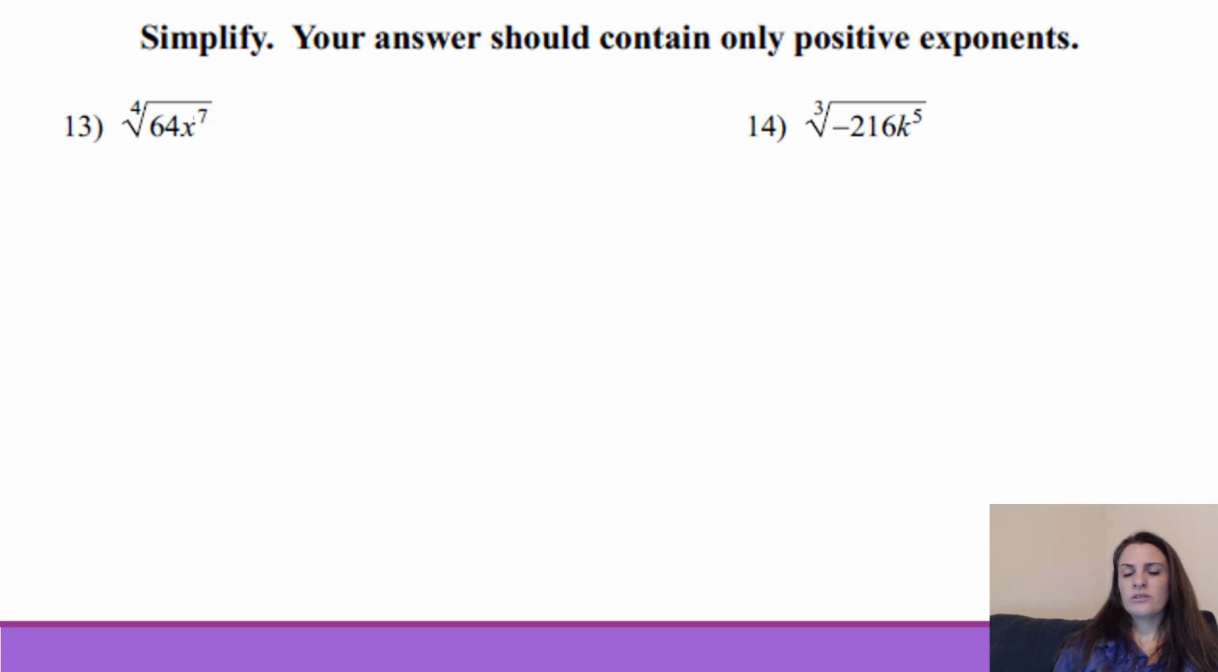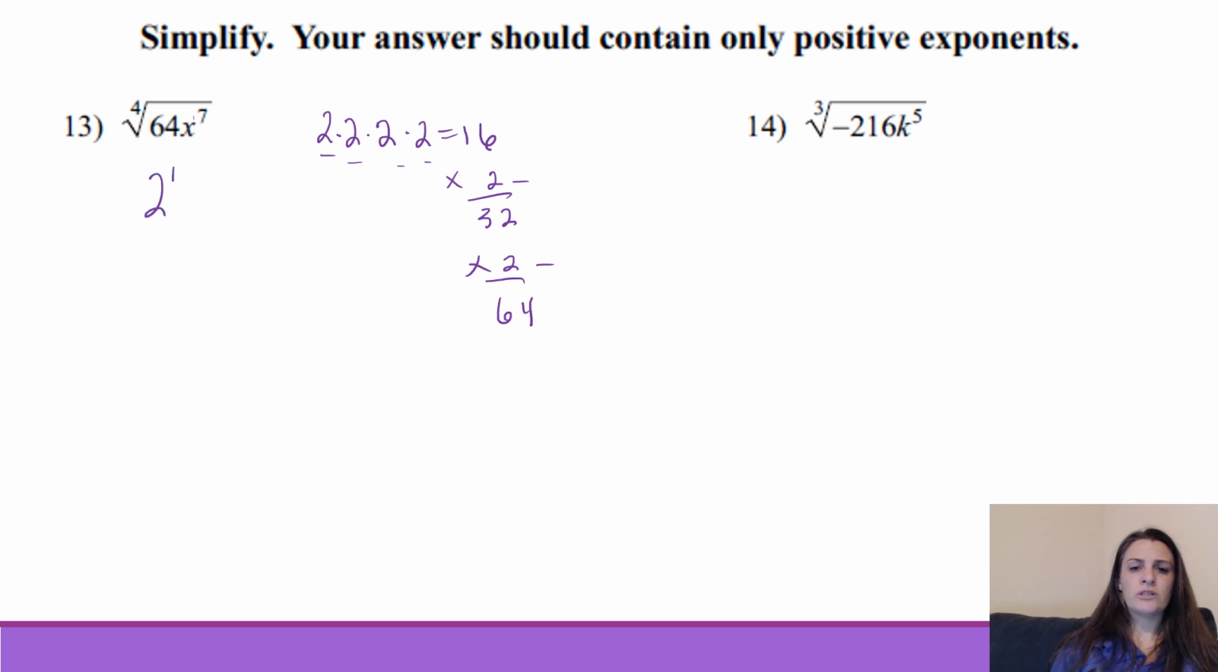Okay, so your things that you think of for 64. Let's see, 2 times 2 times 2. That's 4 times another 2 is 8 times another 2. That gives me 16. All right, still not there. So I would have to multiply that by another 2 to get 32 and another 2 to get 64. Okay, so I can rewrite 64 as 1, 2, 3, 4, 5, 6. 2 to the 6th power x to the 7th, all under the 4th root.